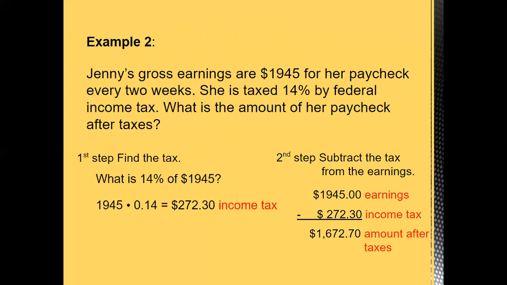So when I do this subtraction, and I've got to put those 2 extra zeros as placeholders, I get $1,672.70 is the amount of Jenny's paycheck after taxes. So that is the answer to the question. Because again, if I go back and read the question, what is the amount of the paycheck after taxes? That is exactly what I just calculated. So $1,672.70 is my answer. This is a 2-step question.